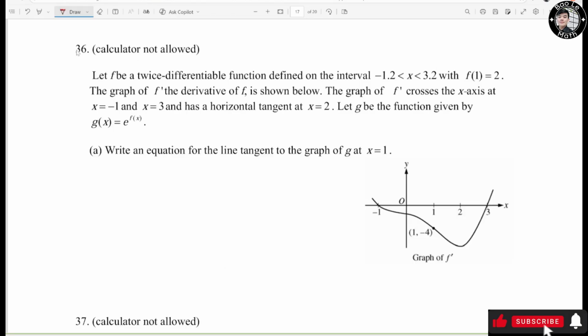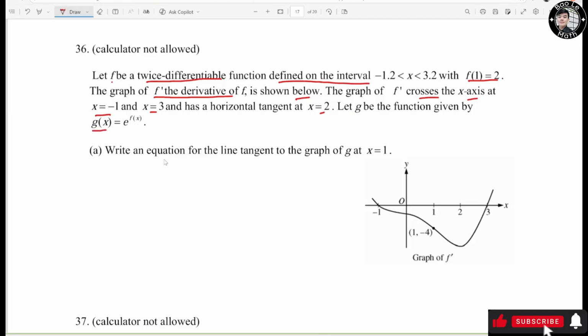Now let's move on to question 36. Let f be a twice differentiable function defined on the interval negative 1.2 to 3.2 with f of 1 equals 2. The graph of f prime, the derivative of f, is shown below. The graph of f prime crosses the x-axis at x equals 1, negative 1, and 3, and has a horizontal tangent line at x equals 1, 2. Let g be the function given by g of x equals e to the f of x.